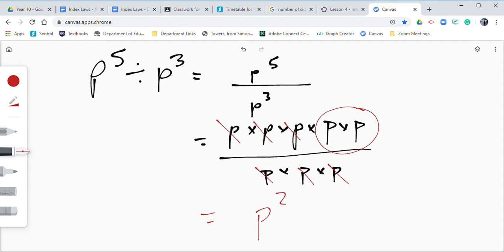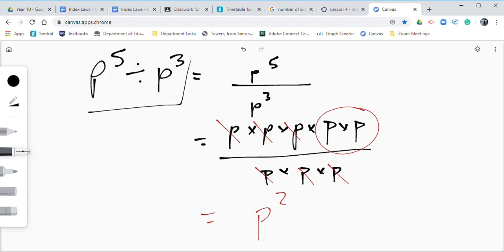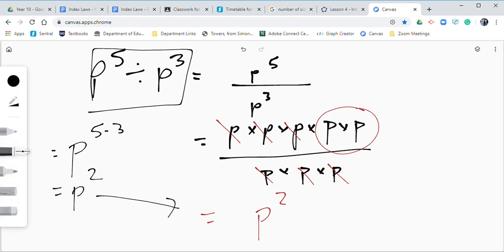Now, the summary, or the way of doing this a lot more easily, is the rule: when you see division, it means you can subtract. So that would become p to the power of 5 minus 3, which equals p to the power of 2. And notice we got the same answer with a lot less writing out things over and over again. I know, I enjoy a good shortcut as well.